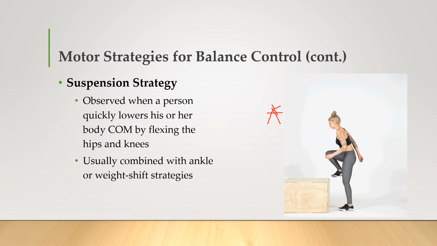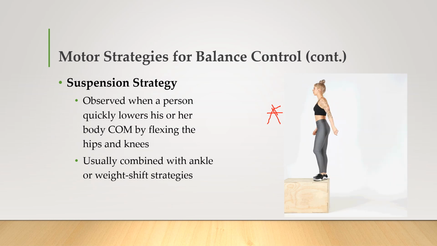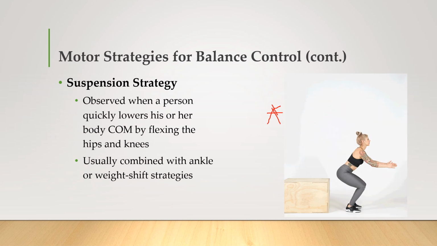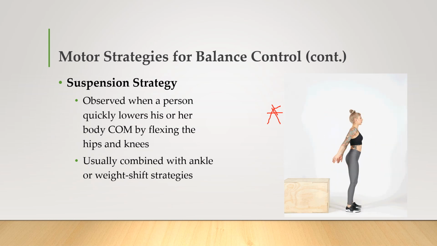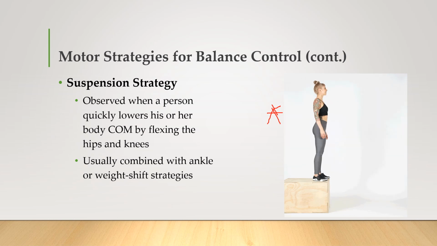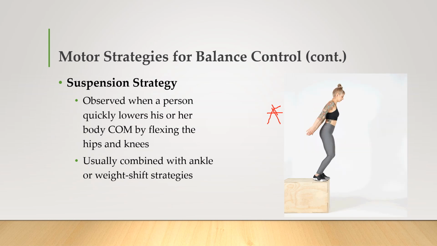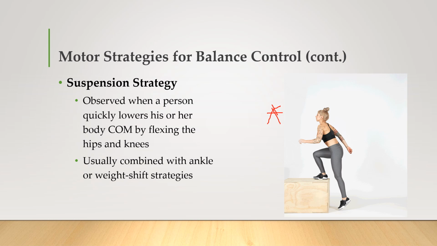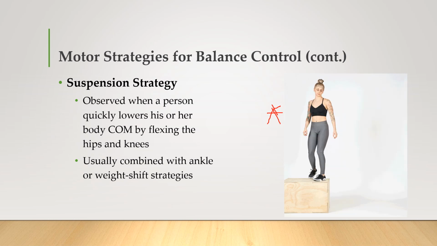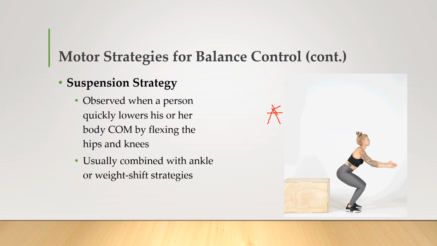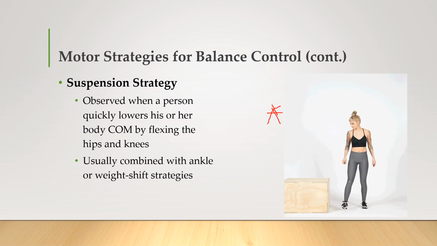And usually, this is a combination of ankle and weight shift strategies with that whole suspension strategy moving forward. So another good example that I always like to think of for suspension strategy is maintaining your balance on a surfboard or a skateboard or a snowboard or something like that. You're having to quickly lower your center of mass to make a turn, to stop, do some of those things. That'd be a good example of something like the suspension strategy.